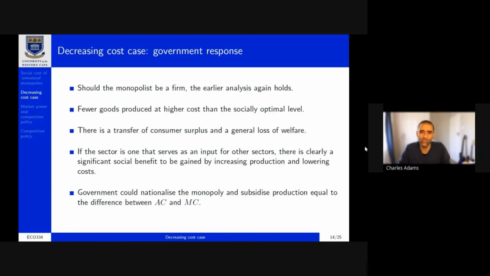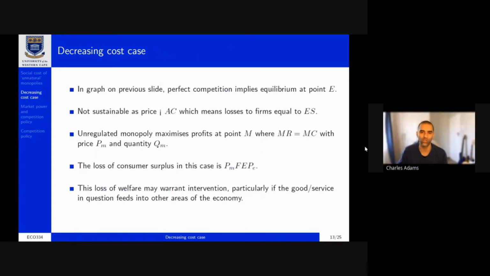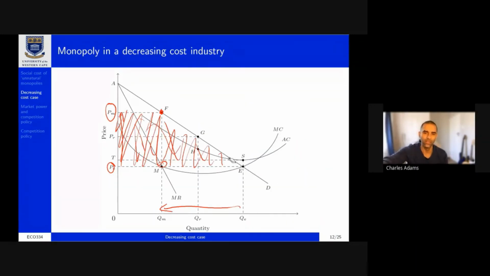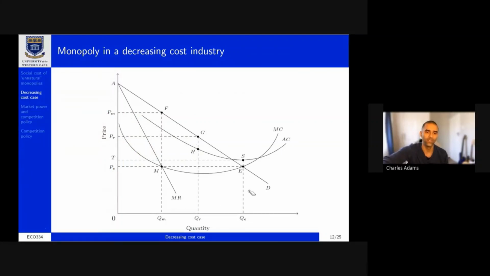Now, if the sector is one that serves as an input for other sectors, there's clearly a significant social benefit to be gained by increasing production and lowering the costs. One option government has in this case is to nationalize the monopoly and subsidize the production equal to the difference between average and marginal cost. In other words, a government can take over this firm, either take it over or start it, and then it can produce at QE, right? Under government control, the state entity can produce at QE, and the government can just subsidize this difference here between E and S, right?